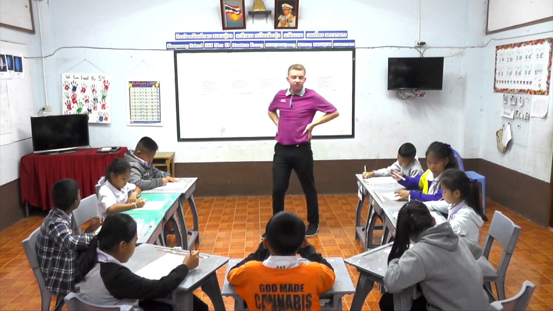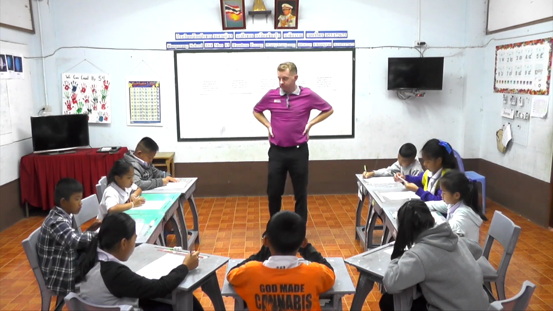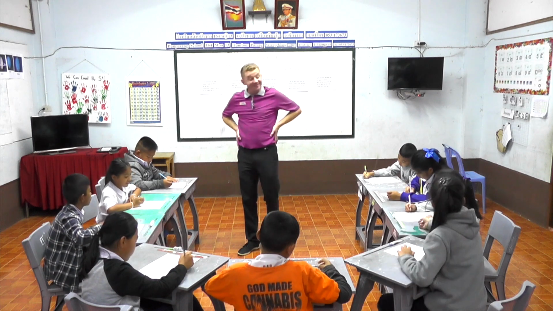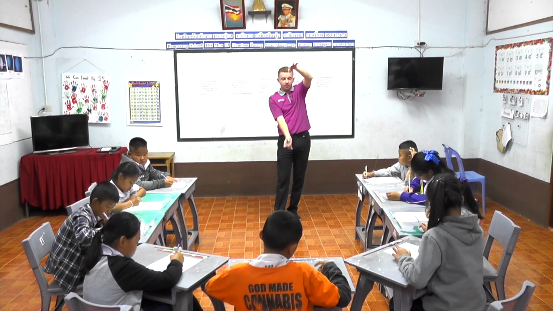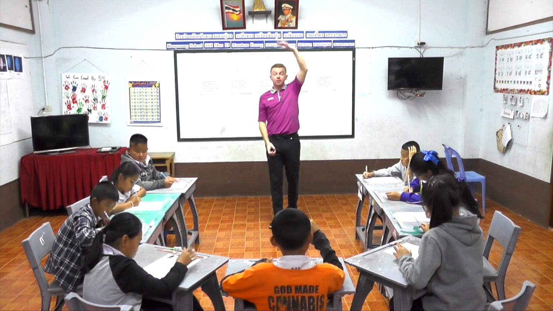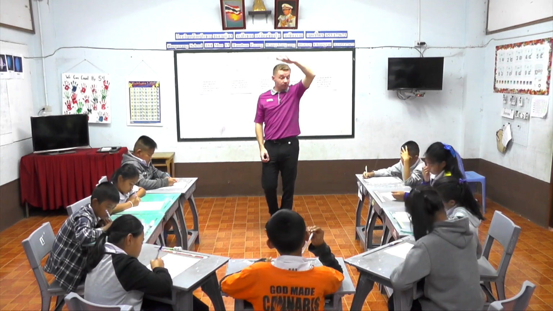Now, what type of balances did we learn about? Spring balance. A spring balance. Well done. The spring balance is the one where we pull from the bottom. The other one, the compression balance, we weigh from the top.